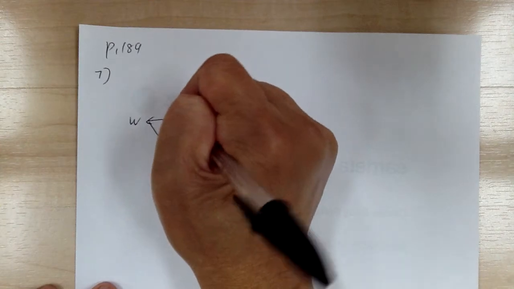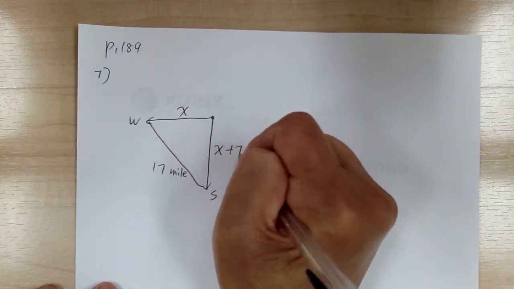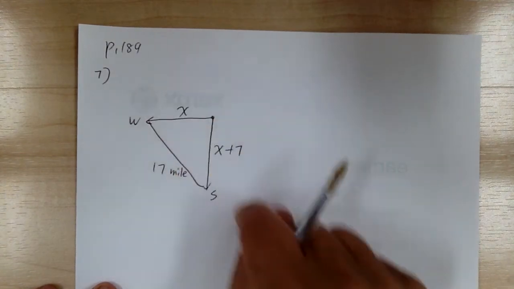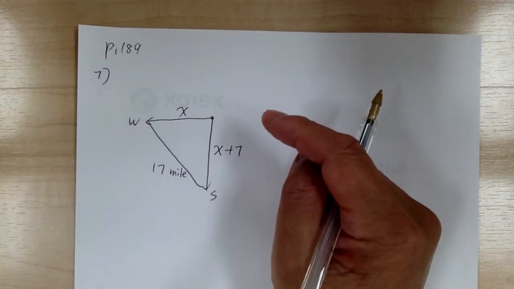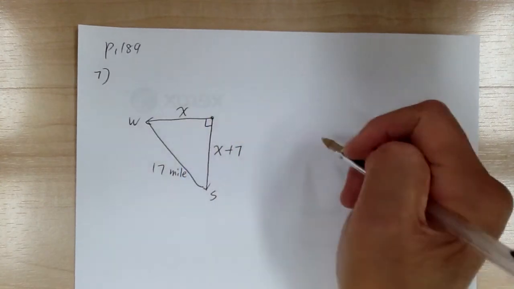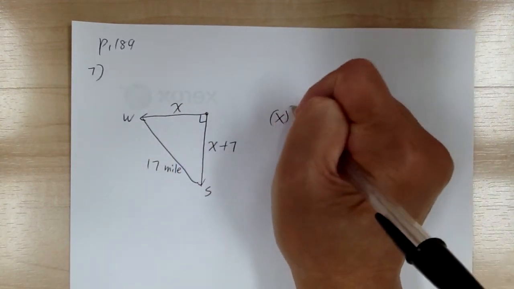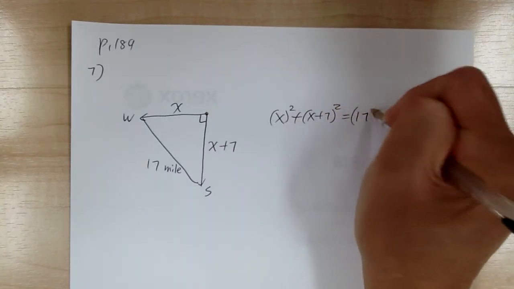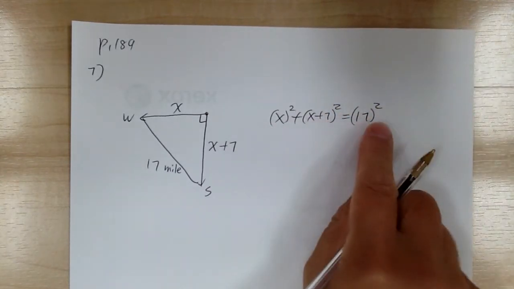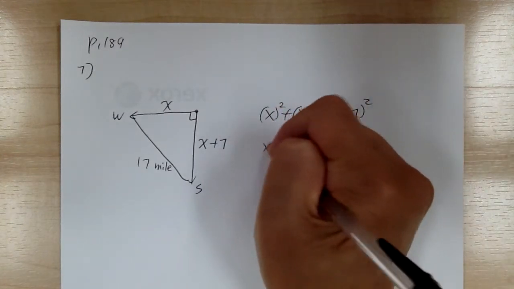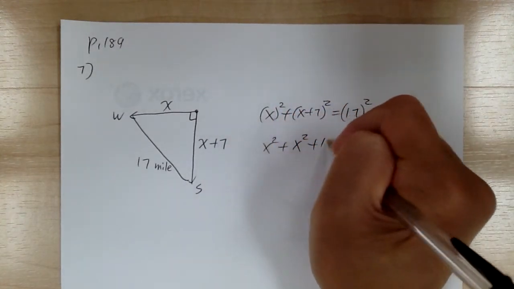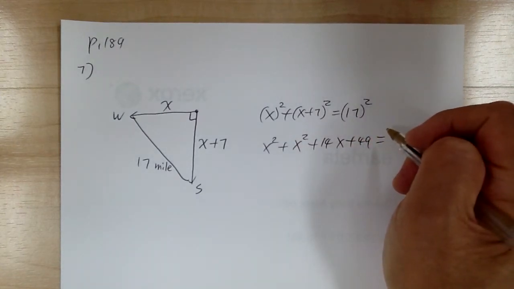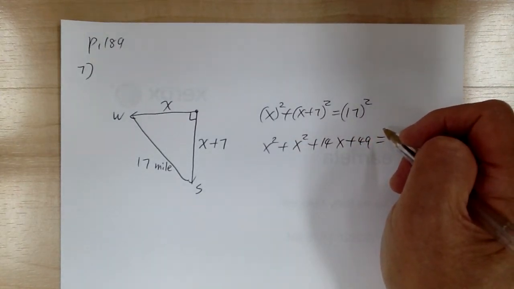So I'm going to call this x, and I'm going to call this x plus 7. This is 7 further than the other. It doesn't matter which one is x plus 7. So you can use your Pythagorean theorem: a squared plus b squared equals c squared. So work it out. You get x squared plus 14x plus 49 equals 17 squared.